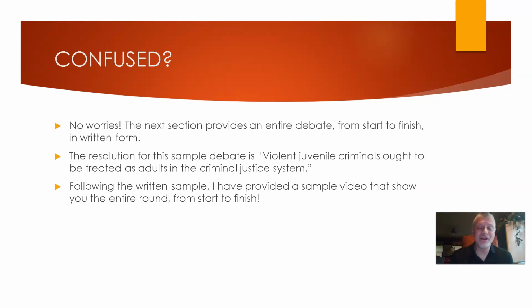So if you're confused at this point, that's okay. In the next section, I provide an entire debate from start to finish in written form. So you will see exactly how the entire flow of the debate works from start to finish. And I have chosen a different resolution for this sample debate that you're going to be not only reading but watching, and it is resolved: violent juvenile criminals ought to be treated as adults in the criminal justice system.